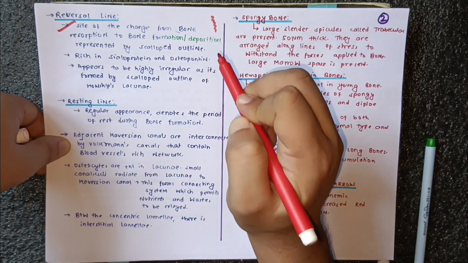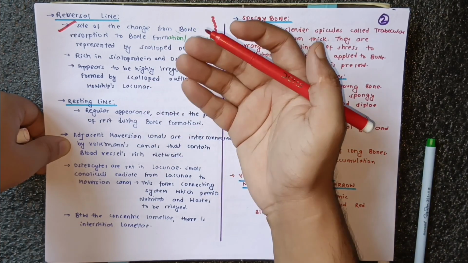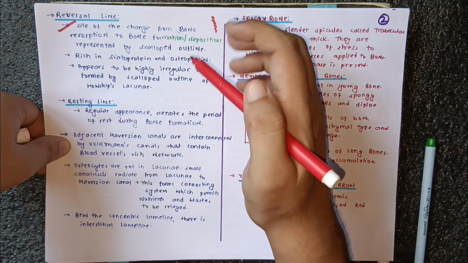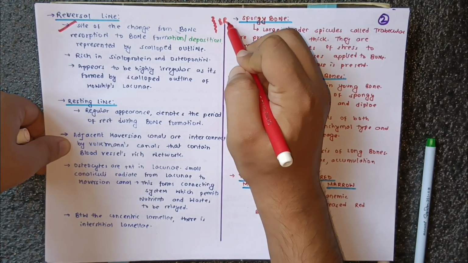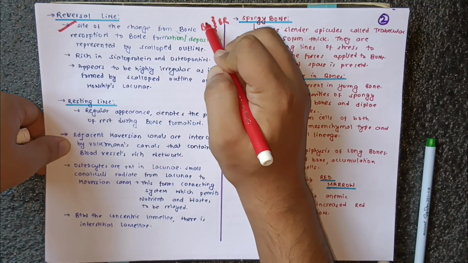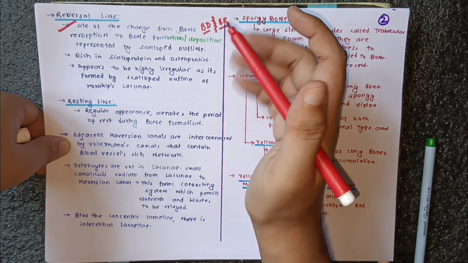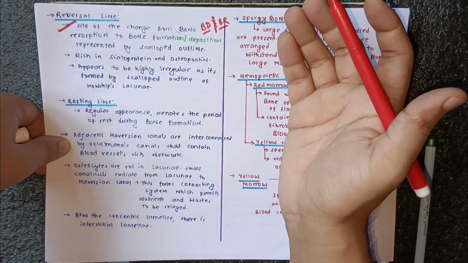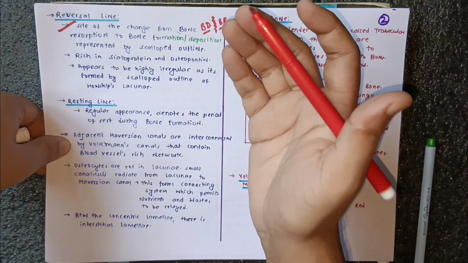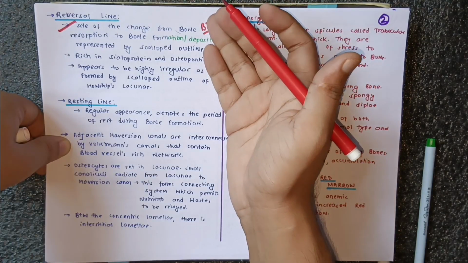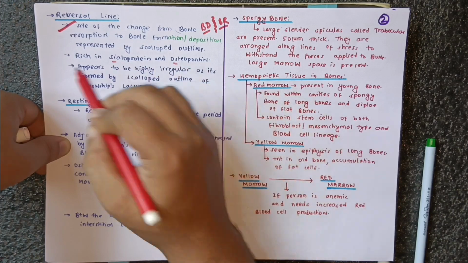So this is a scalloped outline. On one side there is bone that is newly forming, and on the other side there is bone which is resorbing. BR means bone resorption and BD means bone deposition. This scalloped outline separates the portion of bone where there is resorption from the portion where there is bone formation or deposition. It is rich in sialoprotein and osteopontin.